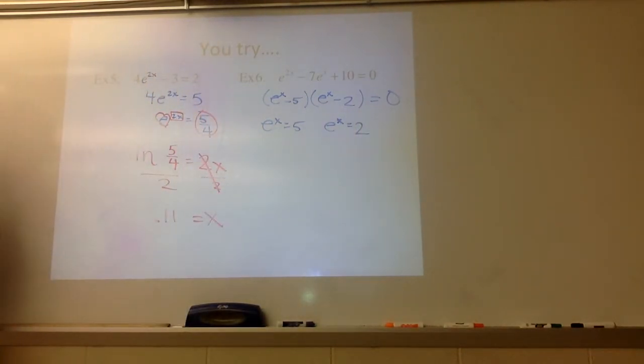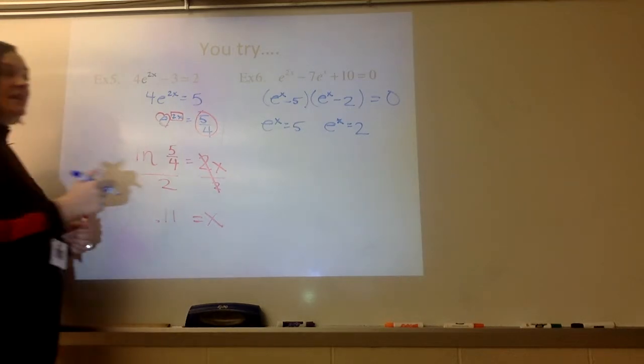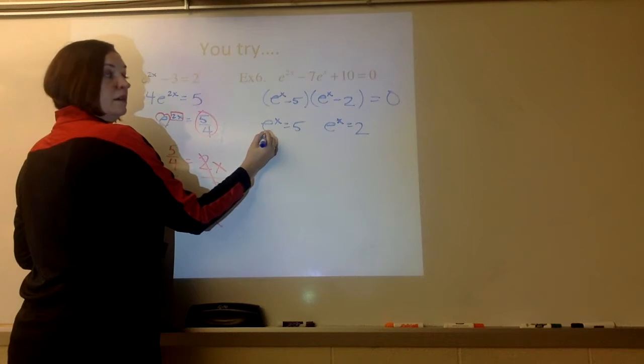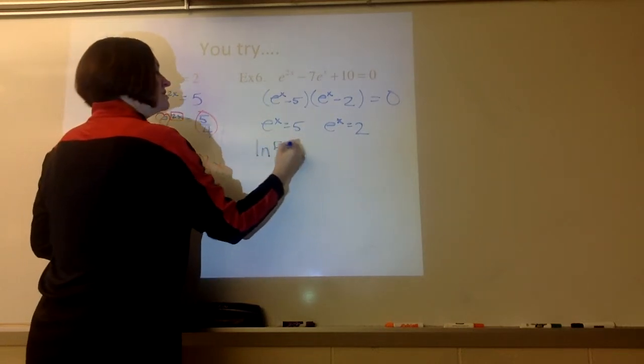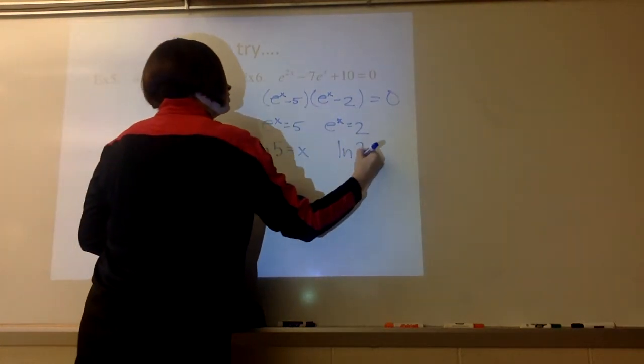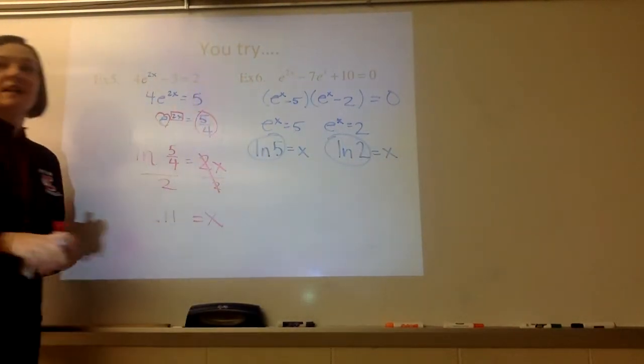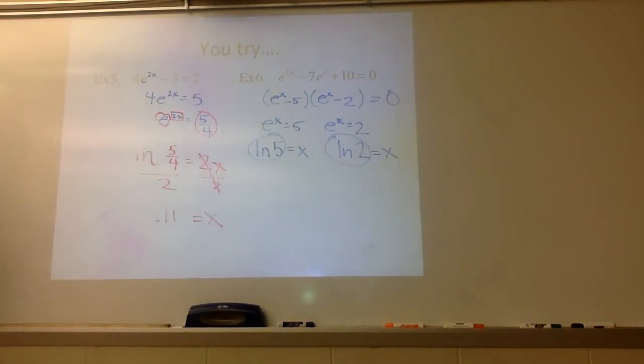Convert to log base e, which is what? Log base e. ln of 5 is equal to x, and ln of 2 is equal to x. Those would be my 2 solutions. You could convert them to decimals. It's up to you.